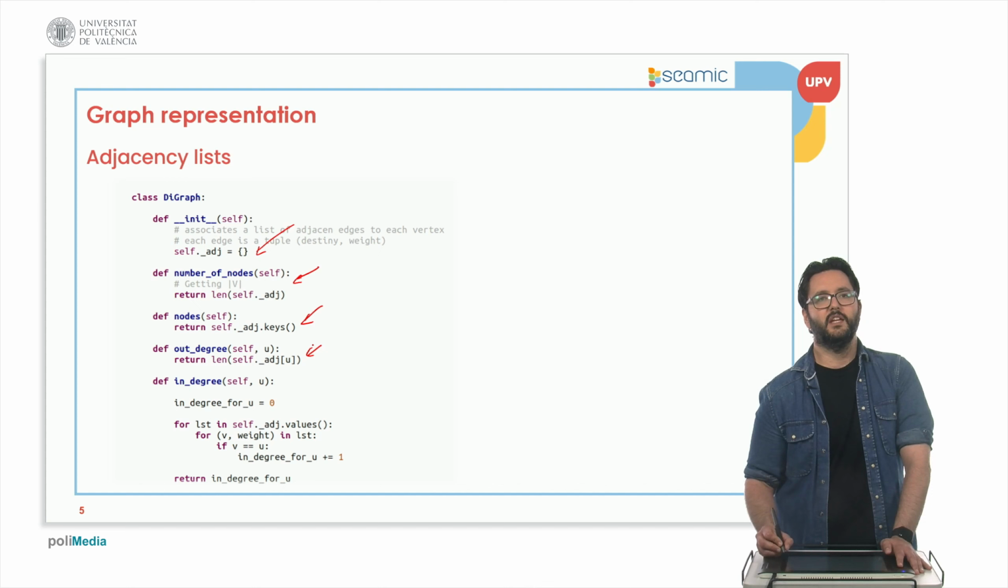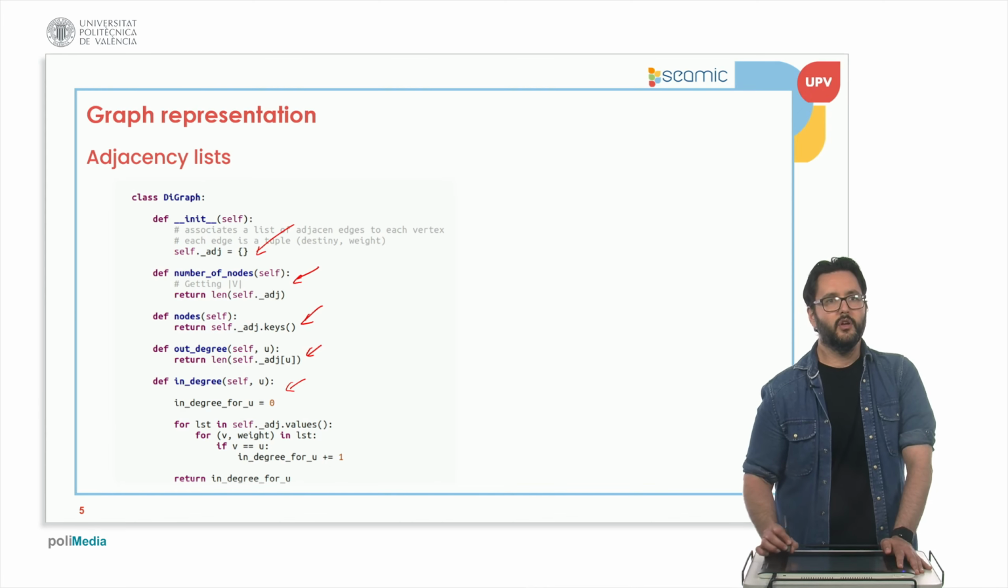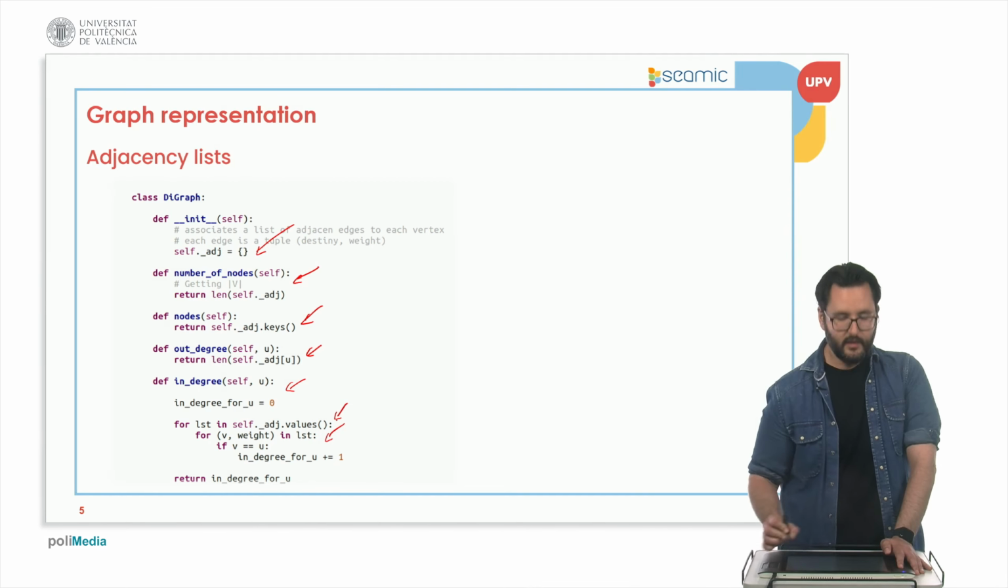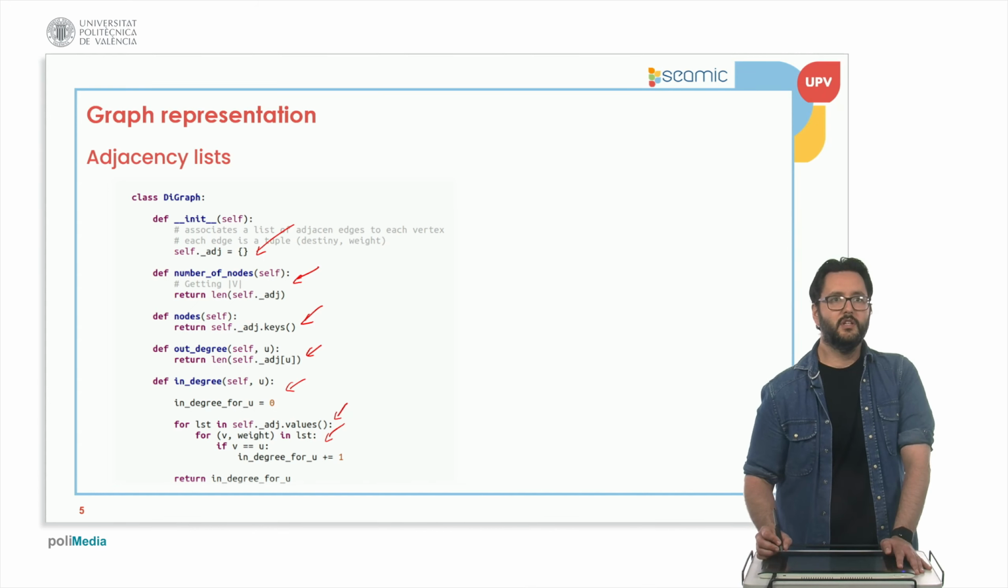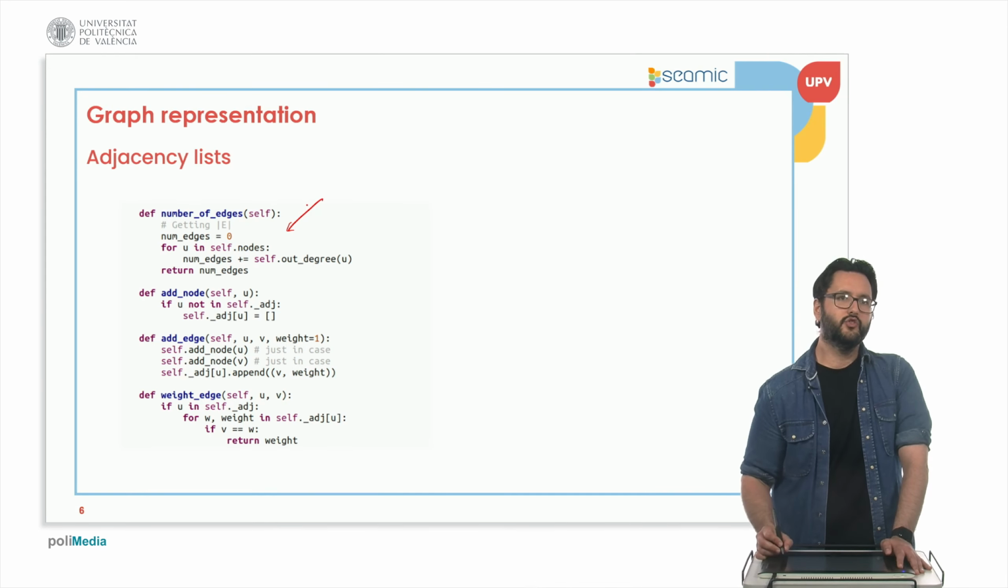We can compute very easily the out degree, that is just checking the length of the adjacency list for a particular vertex. But on the other hand, computing the in degree involves more computation, because we have to iterate over each value, checking if this node appears or not in the list of adjacencies in the other vertices. We can obtain the number of edges. This also requires a for loop in order to iterate over each node in order to compute the out degree.